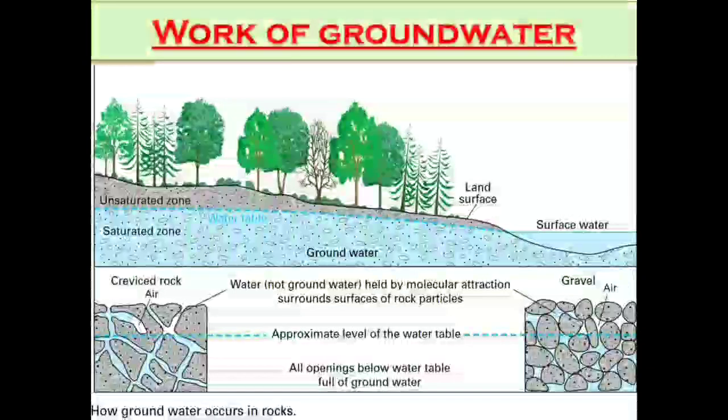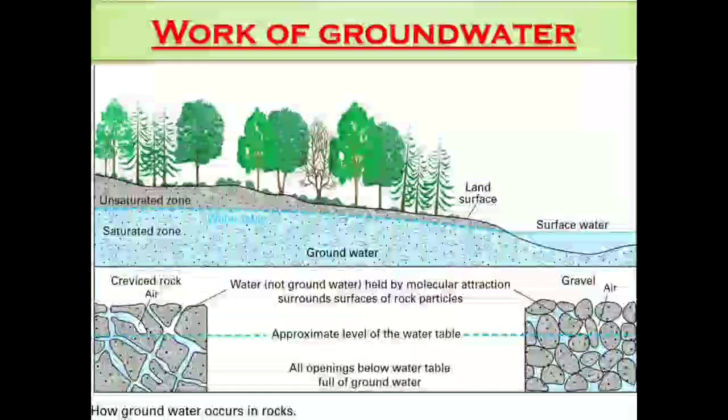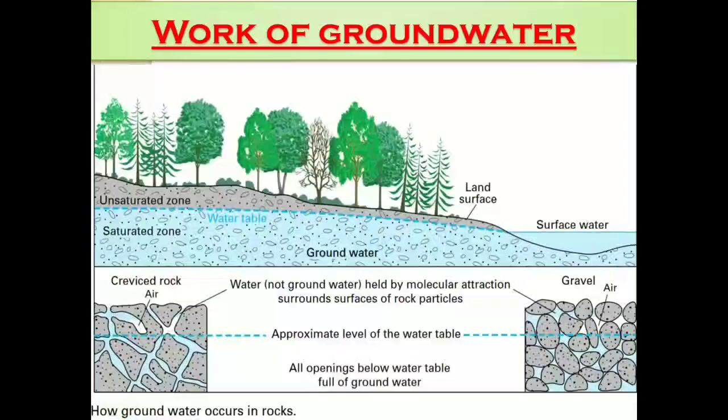Work of groundwater. You can see the diagram. You can see unsaturated zone, saturated zone, crevice rock, air, groundwater. You can see a blue line shows water table, land surface, surface water. You can see how groundwater occurs in rocks. Study the diagram in detail.